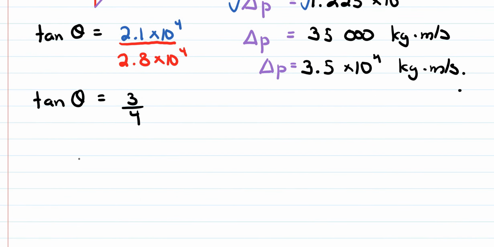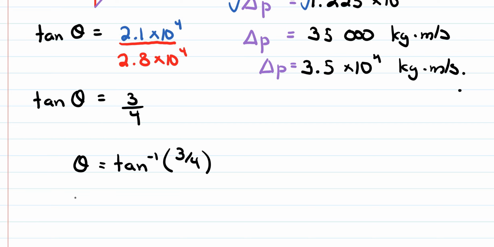And then finally, our angle here is going to equal the inverse of tan of 3 over 4, and then our angle value here is 36.87 degrees, and this is in the east of north direction here. East of north. Okay.